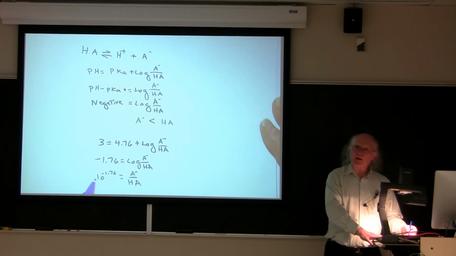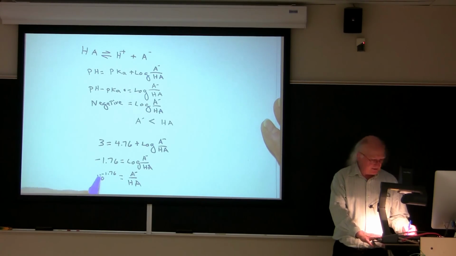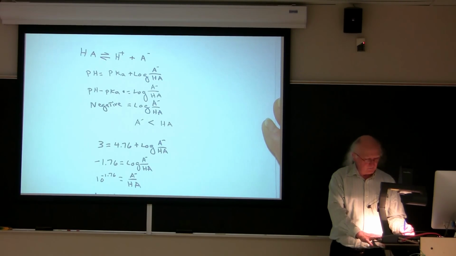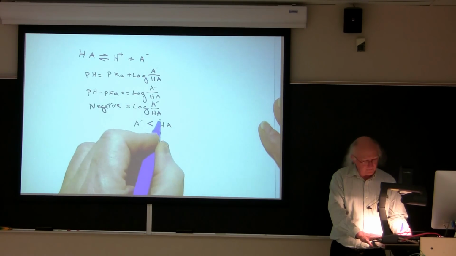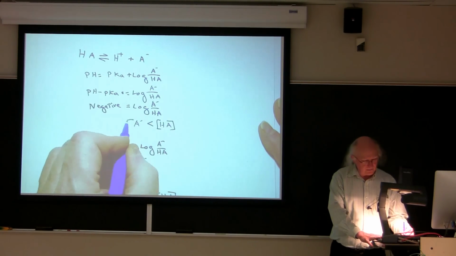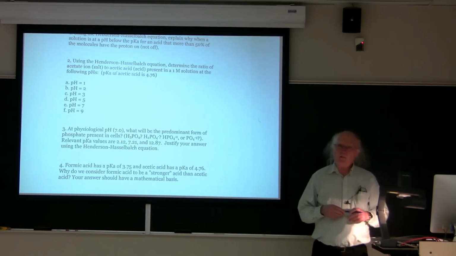Well, of course, 10 to a negative power means that we're talking about a fractional number, a number that's less than 1. This number is on the order of between 0.1 and 0.01. Of course, that range of numbers is all less than 1, meaning, of course, again, that A minus must be less than the concentration of HA. And these, of course, all are concentrations, I should note. And that's true for everything on here.